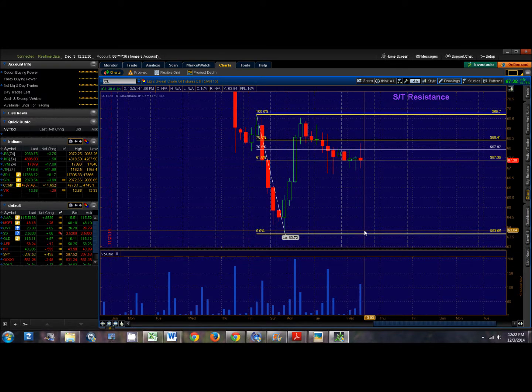So that's over $4 on the upside. You're looking to make $4, risking $2.70. That's a really good return per unit of risk, right? And so that would be one way to approach this trade.